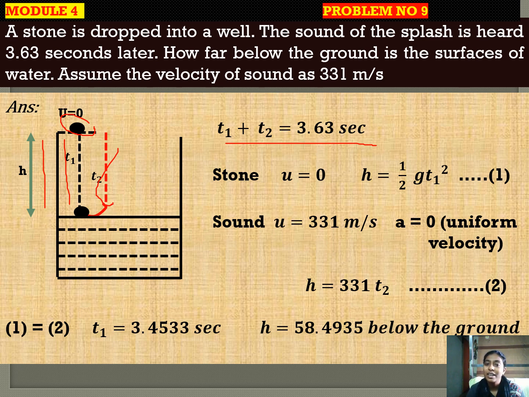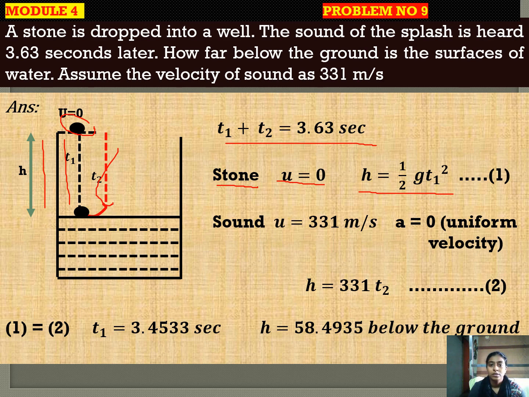So, first of all, while considering the stone, when the stone is dropped, u, the initial velocity, is equal to 0 at time t equal to 0. So, we get the height is equal to ut plus half at square. It is dropped downwards, so u is taken as 0. For reaching the water it will have time t1. Half g is taken as 9.81 t1 square. So, this is equation number 1.